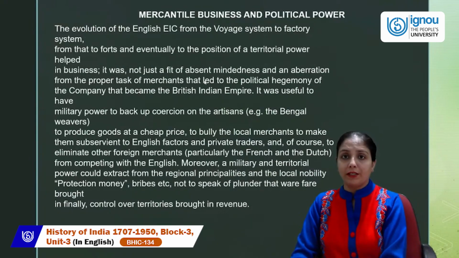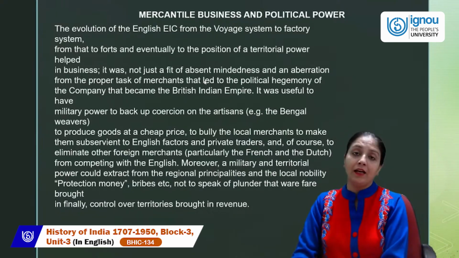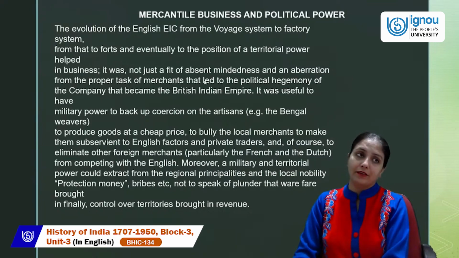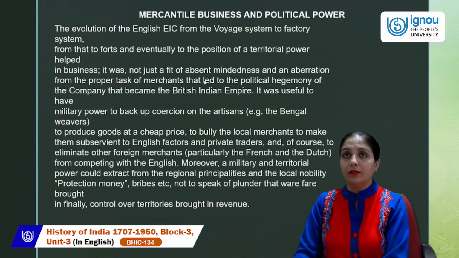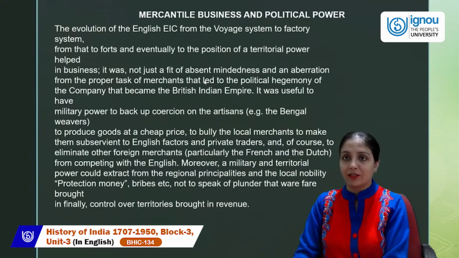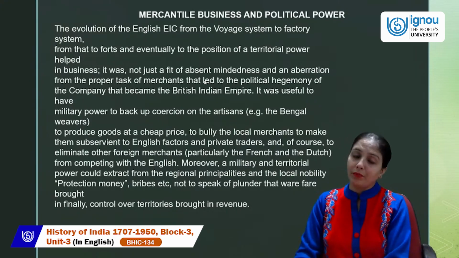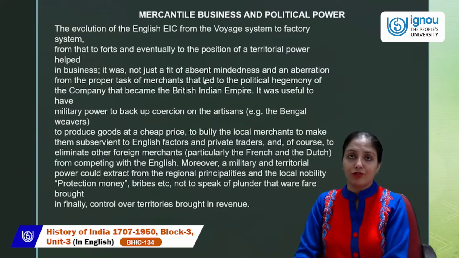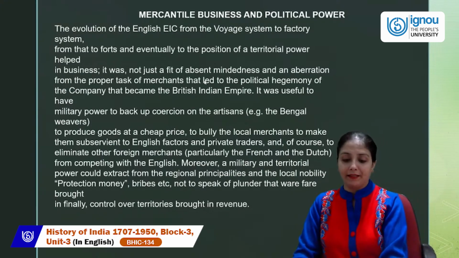And next, the mercantile business and the political power. They used their political power to extend their business, because the industrial revolution was running at that time and industries were set up in England. England was developing very rapidly, so this type of effect was on India's industrial sector at that time, and that was the main effect of the industrial revolution in Britain.